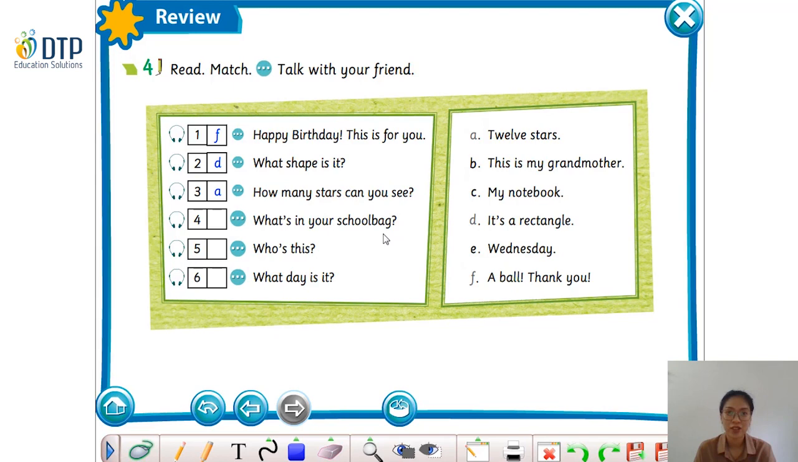Can you see the answer? Good job. The answer is letter C, my notebook. Good. Let's check. What's in your school bag? My notebook. Very good. Sentence number 5.